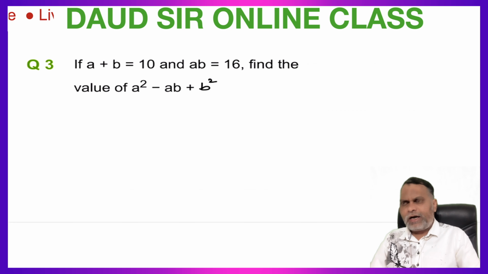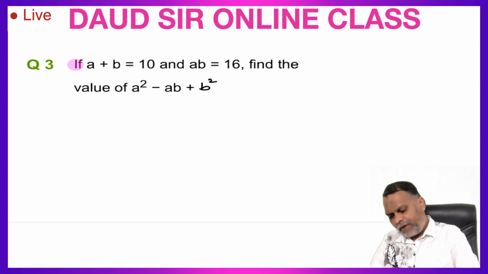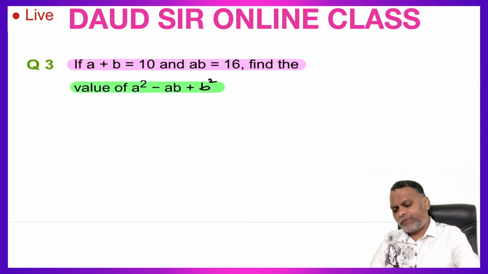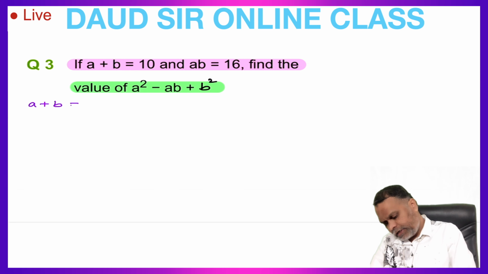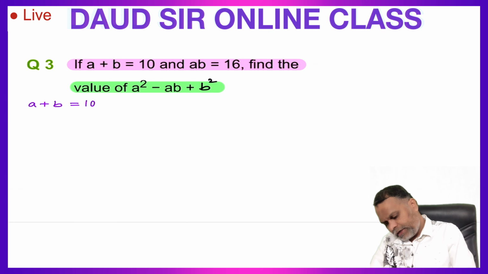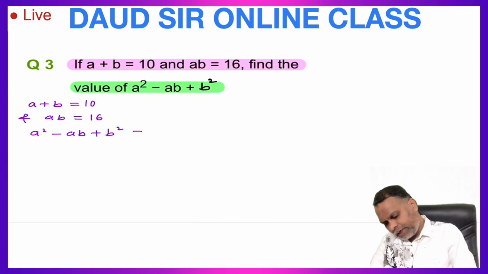Question number 3. If a plus b is equal to 10 and ab is equal to 16, find the value of a square minus ab plus b square. So write the given things. A plus b is equal to 10 and ab is equal to 16. So we have to find out the value of a square minus ab plus b square is equal to question mark.